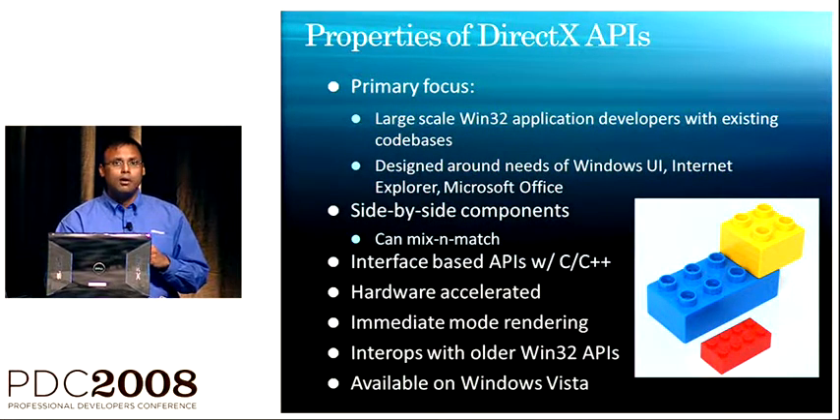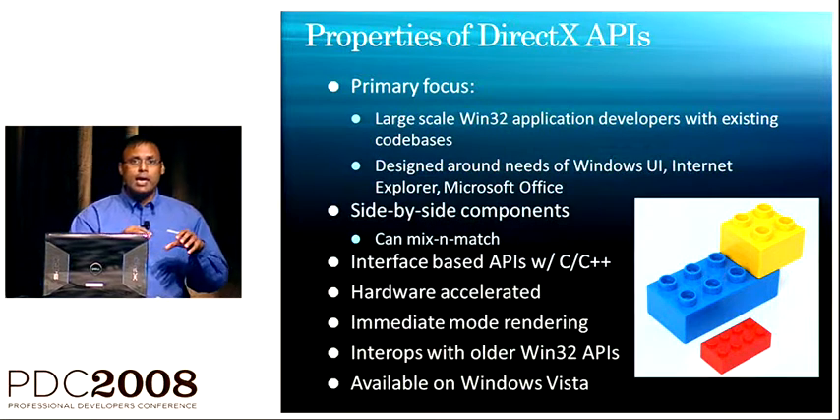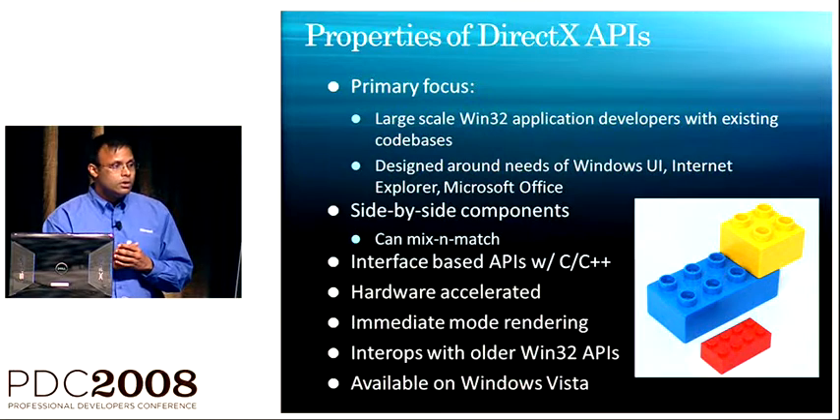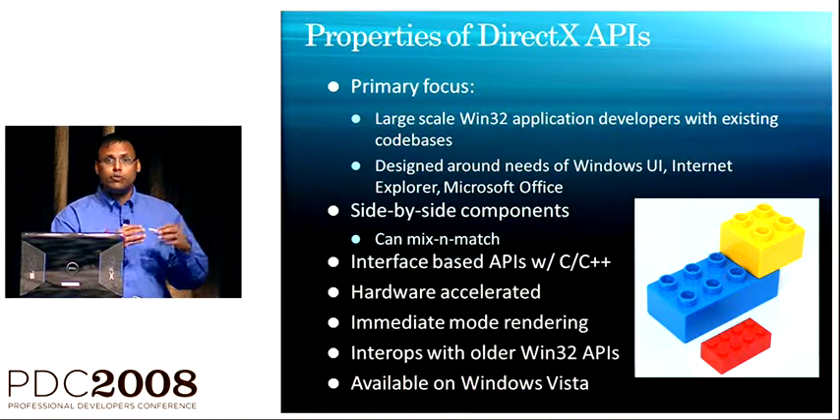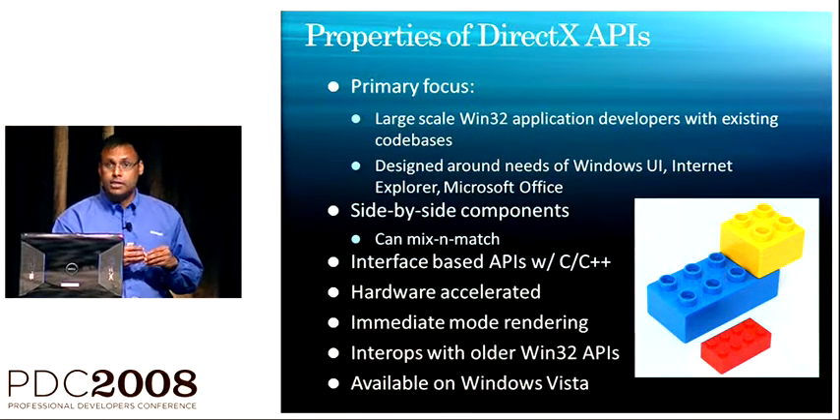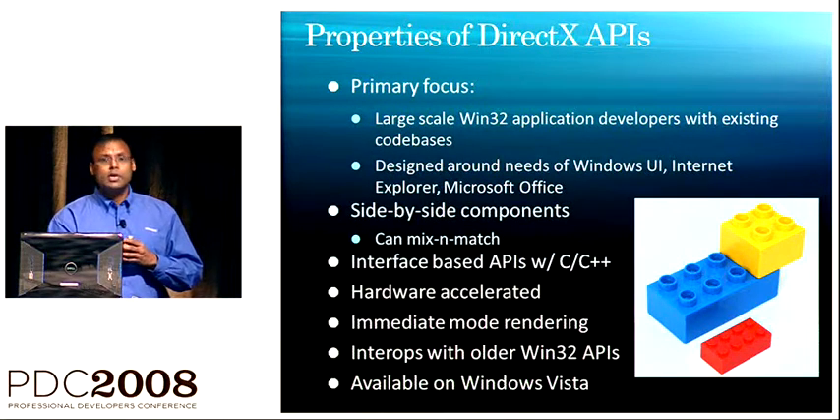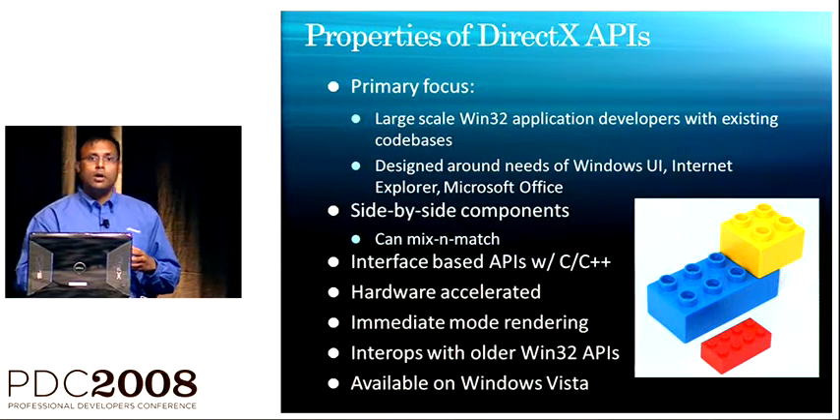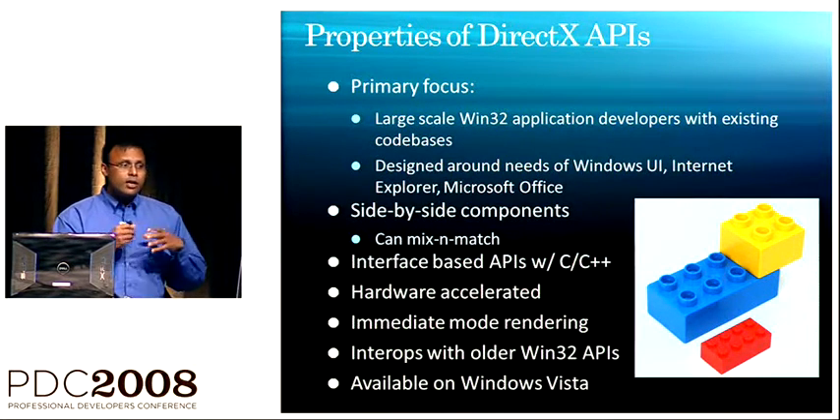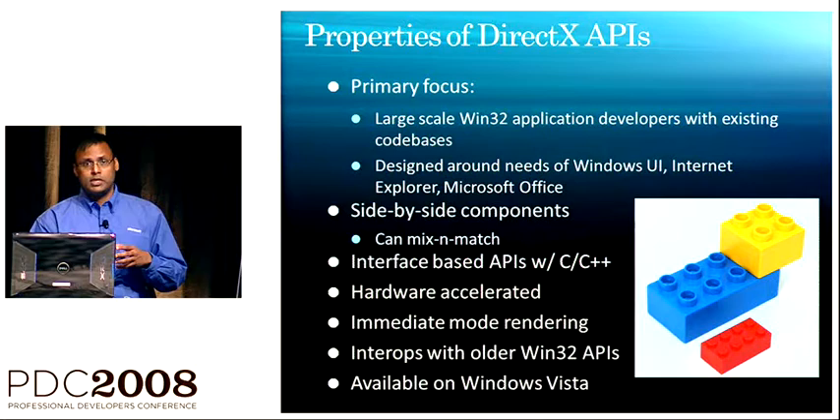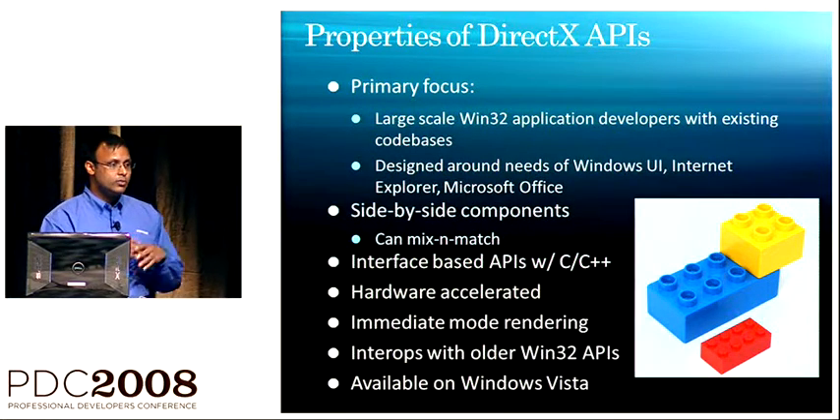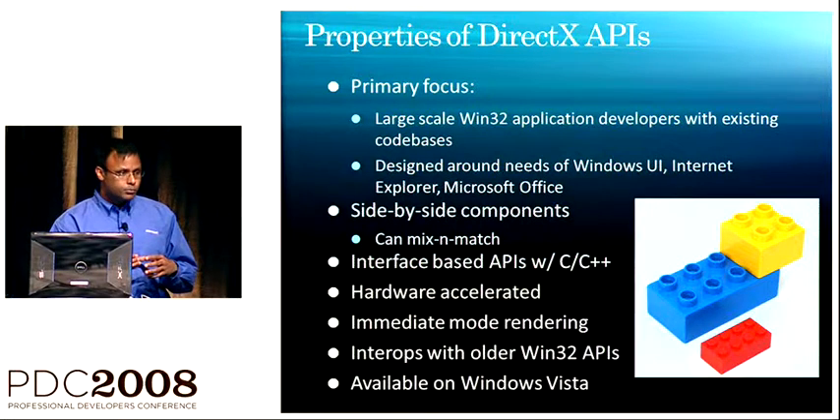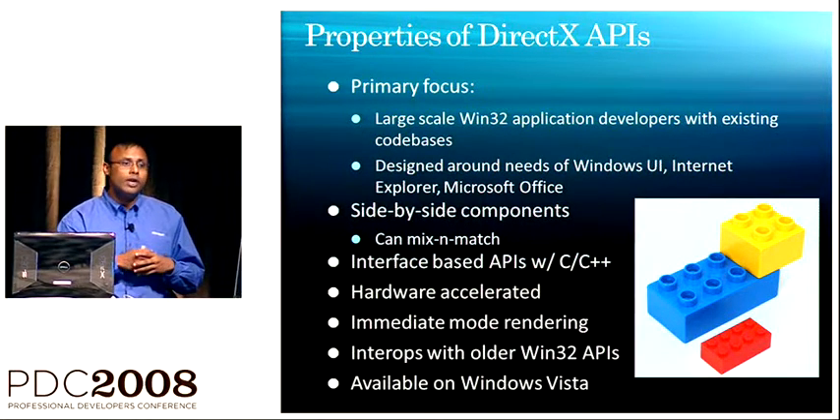We give you a bunch of components, and you build rich applications to fulfill the needs of end users. The new versions of DirectX APIs continue to follow that philosophy. So you can mix and match any functionality. If you use one API, you do not have to pull in all the other APIs. These are interface-based APIs with C and C++. We are looking into managed bindings for these APIs, but we don't yet have any news on that. And they're all hardware accelerated, and they are immediate mode rendering APIs.